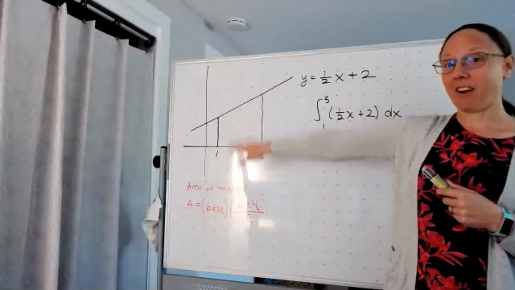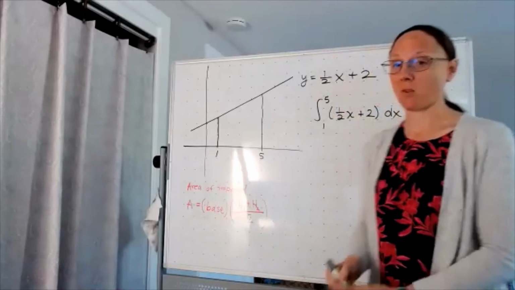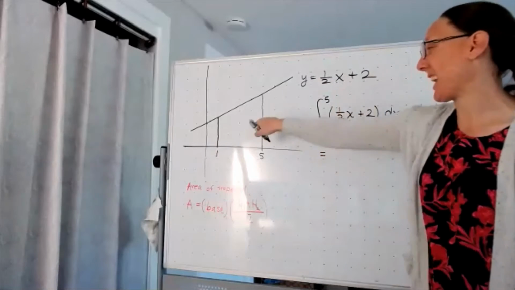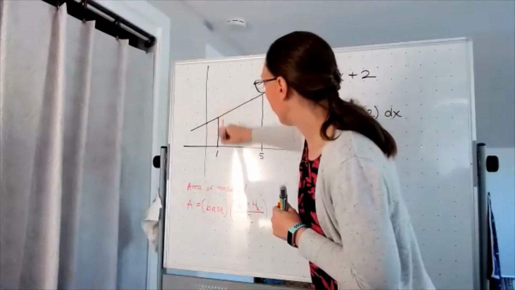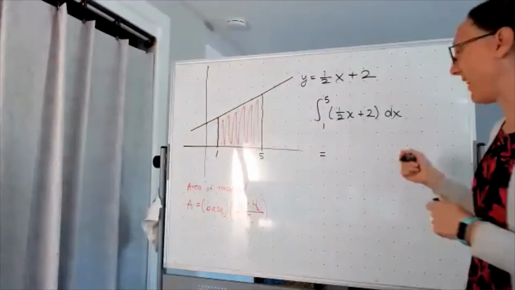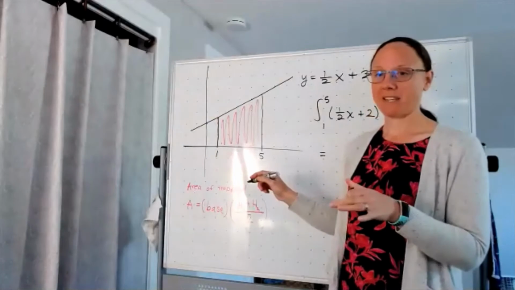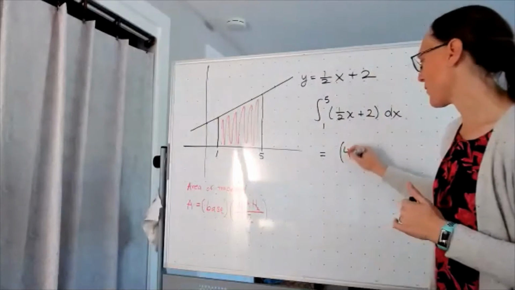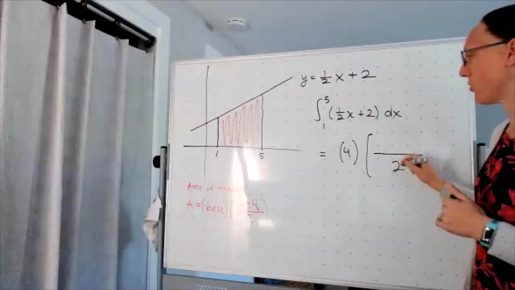So if I'm going to find the area in here, I'm going to use that area of a trapezoid formula and say evaluating this integral is the same as finding this area in here. And finding that area would look like, well, my base is 4. I think I'm doing the math right this time. So my base is 4. And then I'm going to multiply that by the average of the two heights.